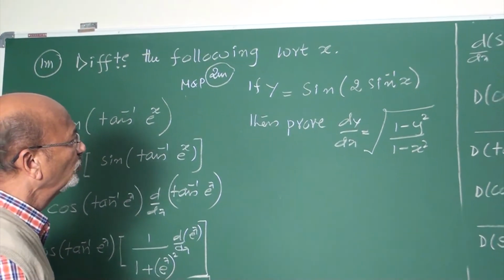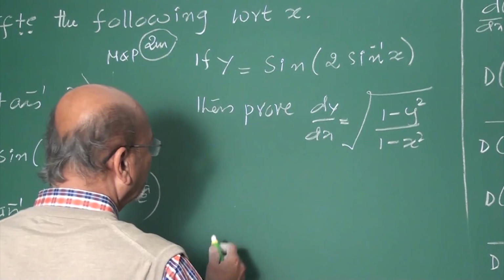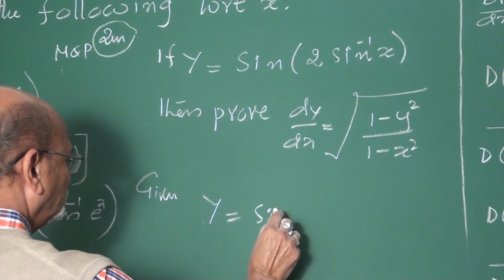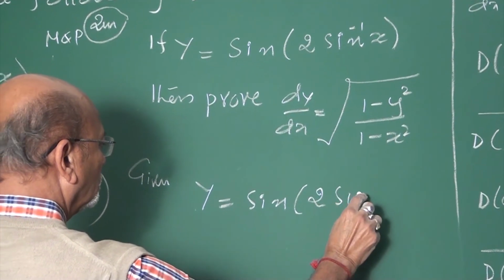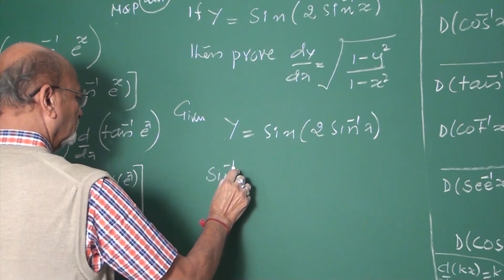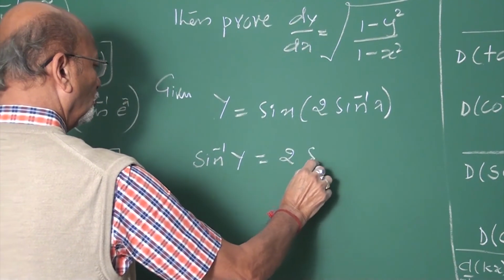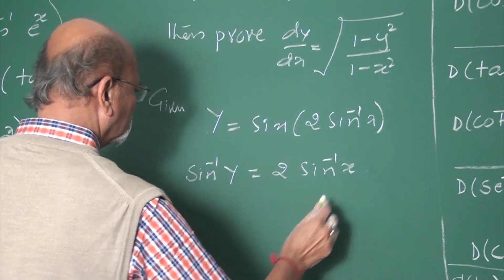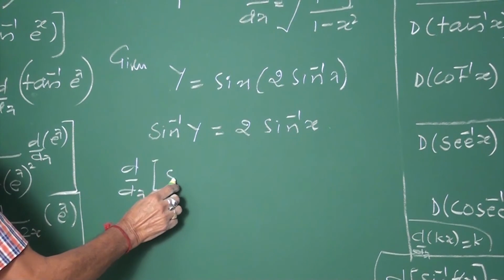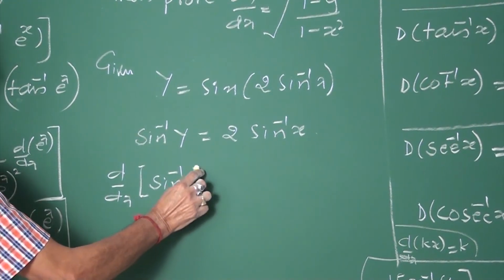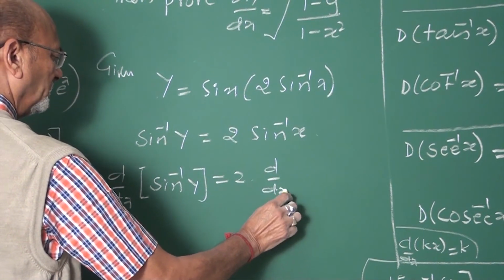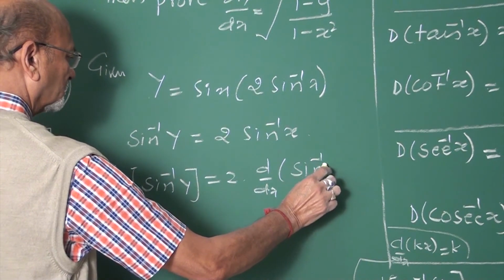In this case, what you have to do is bring this sine to this side. Given y equal to sine of 2 sine inverse x, bring this side: sine inverse y equal to 2 sine inverse x. Differentiate with respect to x. d by dx of sine inverse y; 2 being a constant coefficient remains, d by dx of sine inverse x.